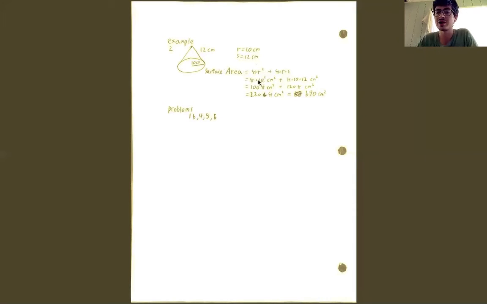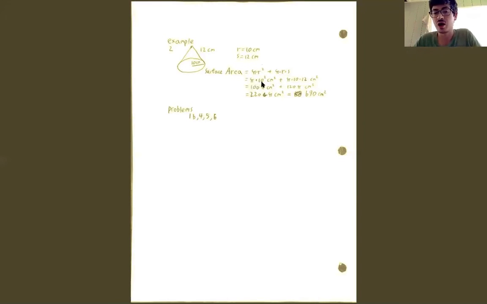So here we've got pi times 10 squared centimeters, plus pi times 10 times 12. I just went ahead and wrote centimeters squared here, but this would be pi times 10 centimeters times 12 centimeters. I skipped ahead and took that centimeters squared out. Now, just like the last question, I solved this in terms of pi first. Again, you don't have to do that. You could solve the first part and then add the second part, using pi as a number instead of as a symbol.